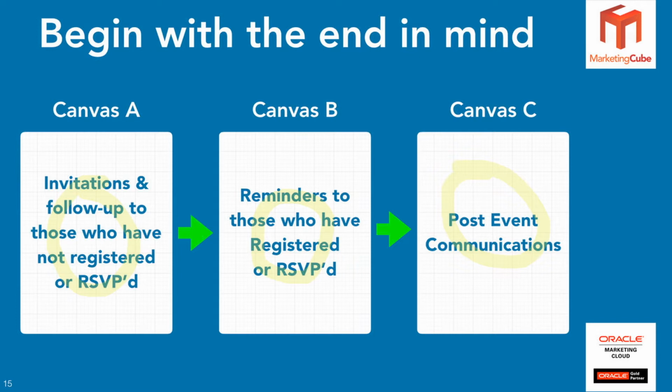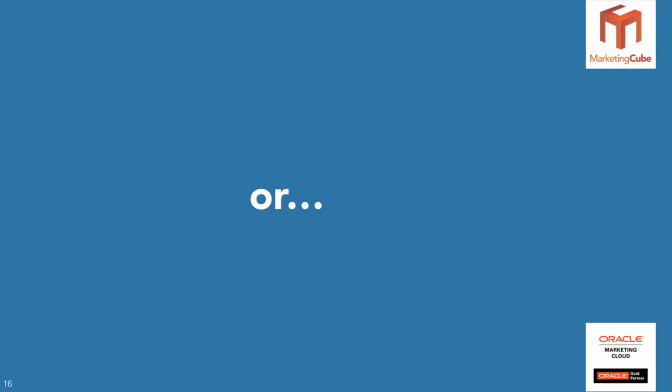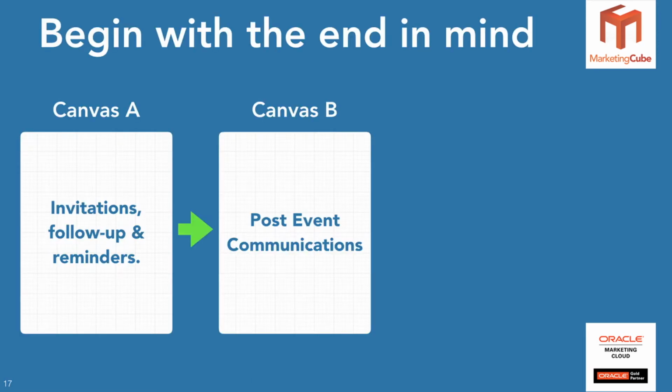As we said, at Marketing Cube, with this event, as in the user group that you're on right now, we typically manage that using 2 particular canvases. The invitations and follow-up reminders are all organized and done using a single campaign canvas, and then we would move everybody into a post-event campaign where we send out notes and blog post updates and those sorts of things, where we capture notes from the actual session. So that's one way to do it.